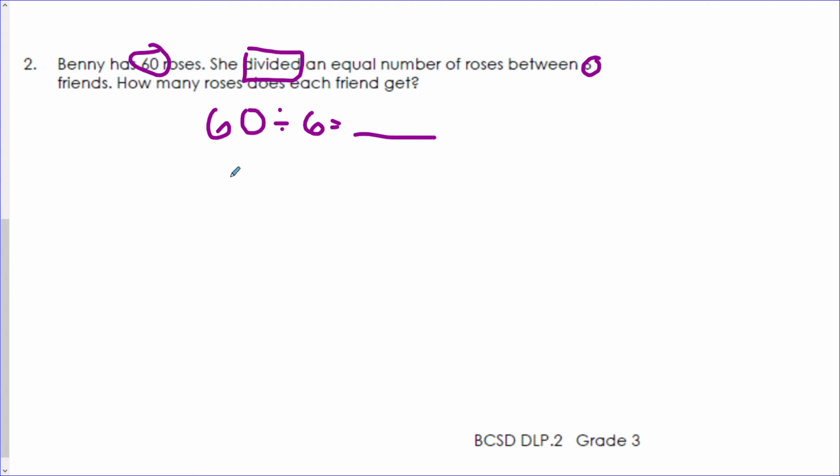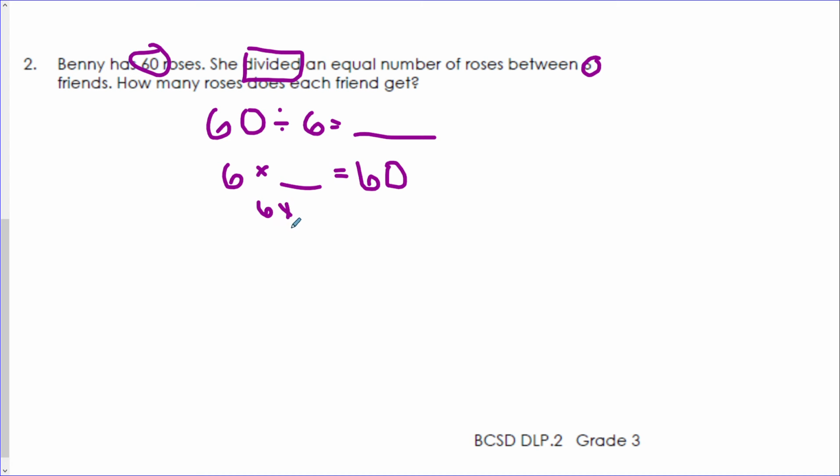I'm taking a look at this, and I know I have 6 times blank equals 60. And I learned some things about my math patterns. I learned that one number, when I multiply it, will always have a 0 in the ones place. If I'm counting by 6s, I can do my 6, 12, and I can count.